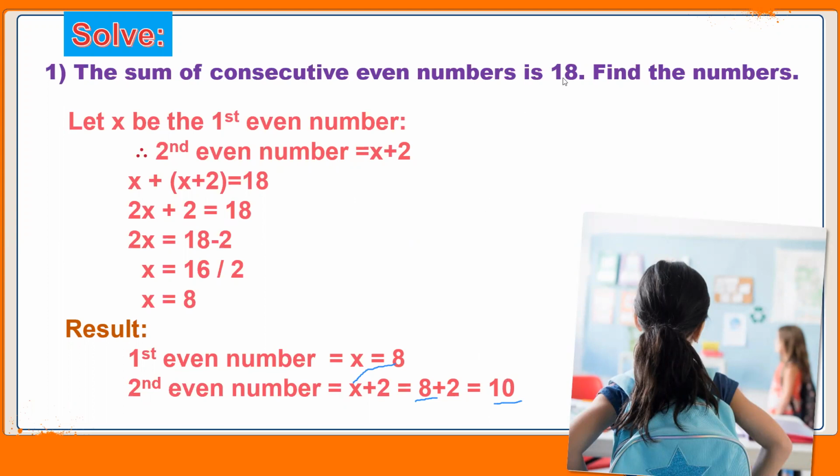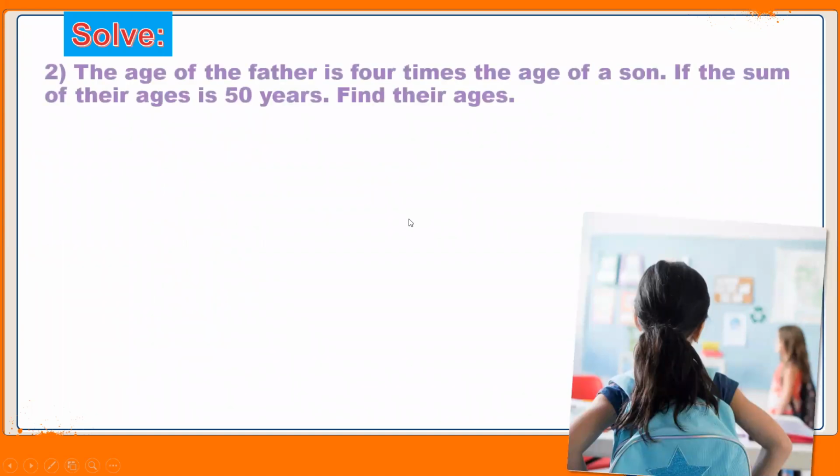Clear, everybody? Next. The age of the father is 4 times the age of the son. If the sum of their ages is 50 years, find their ages.